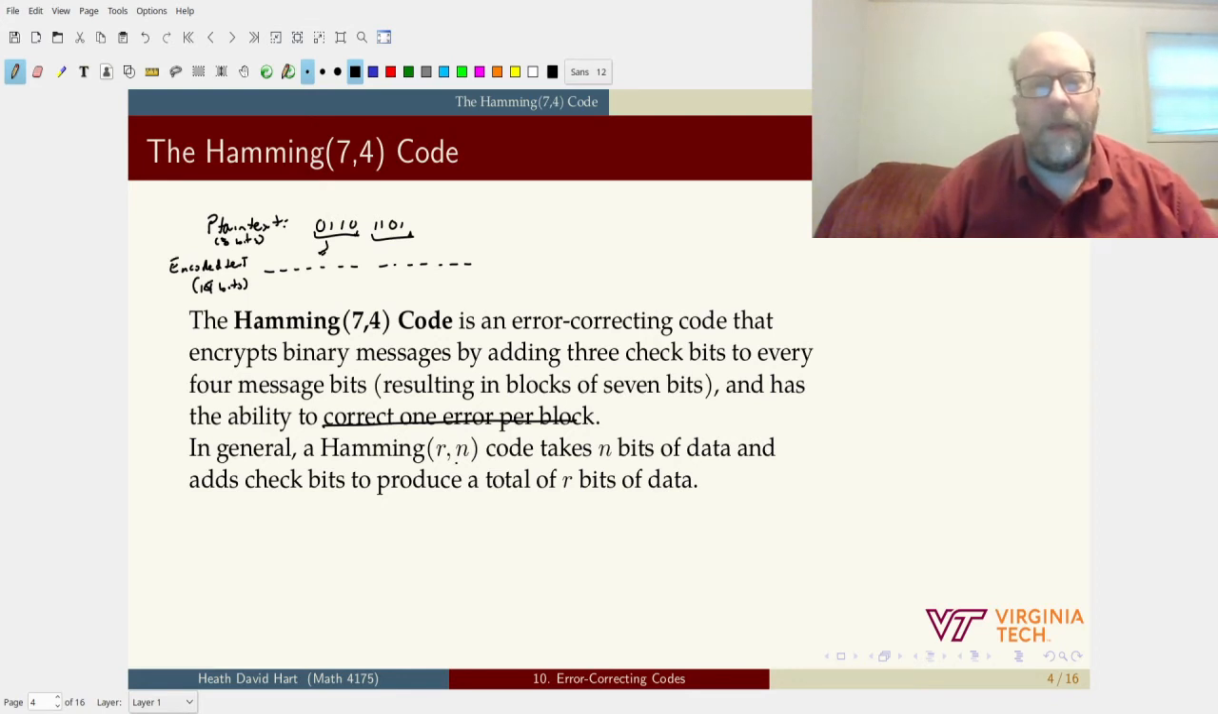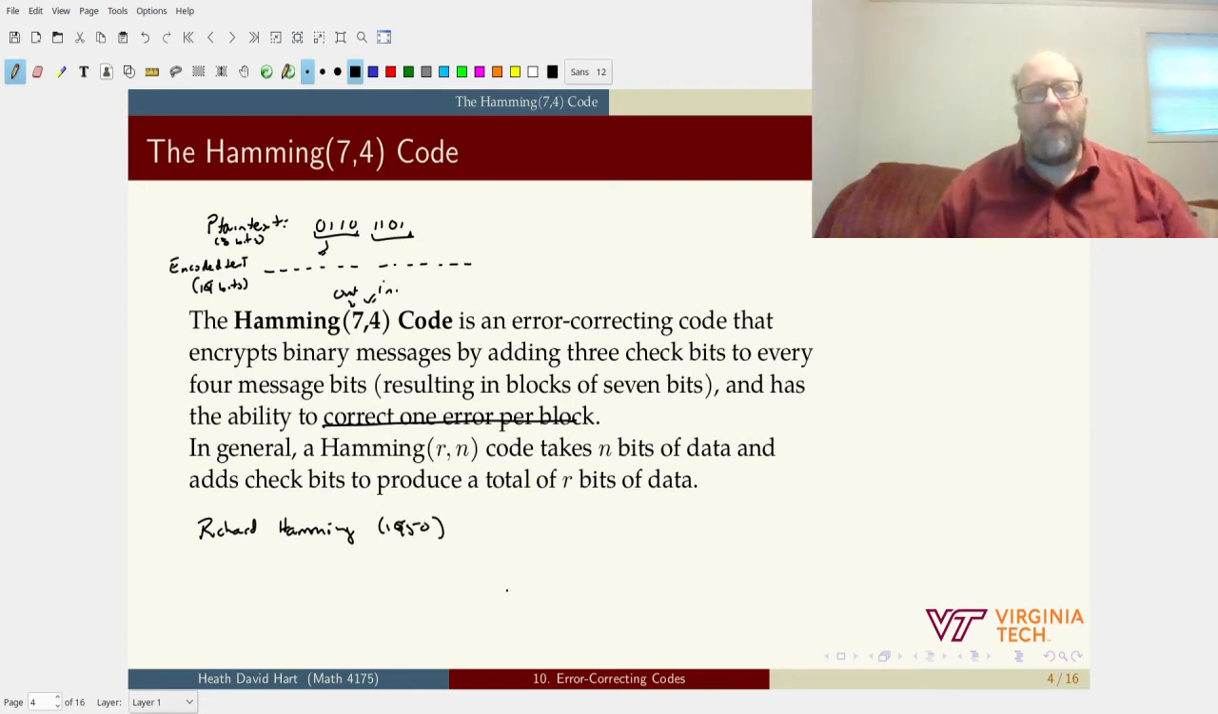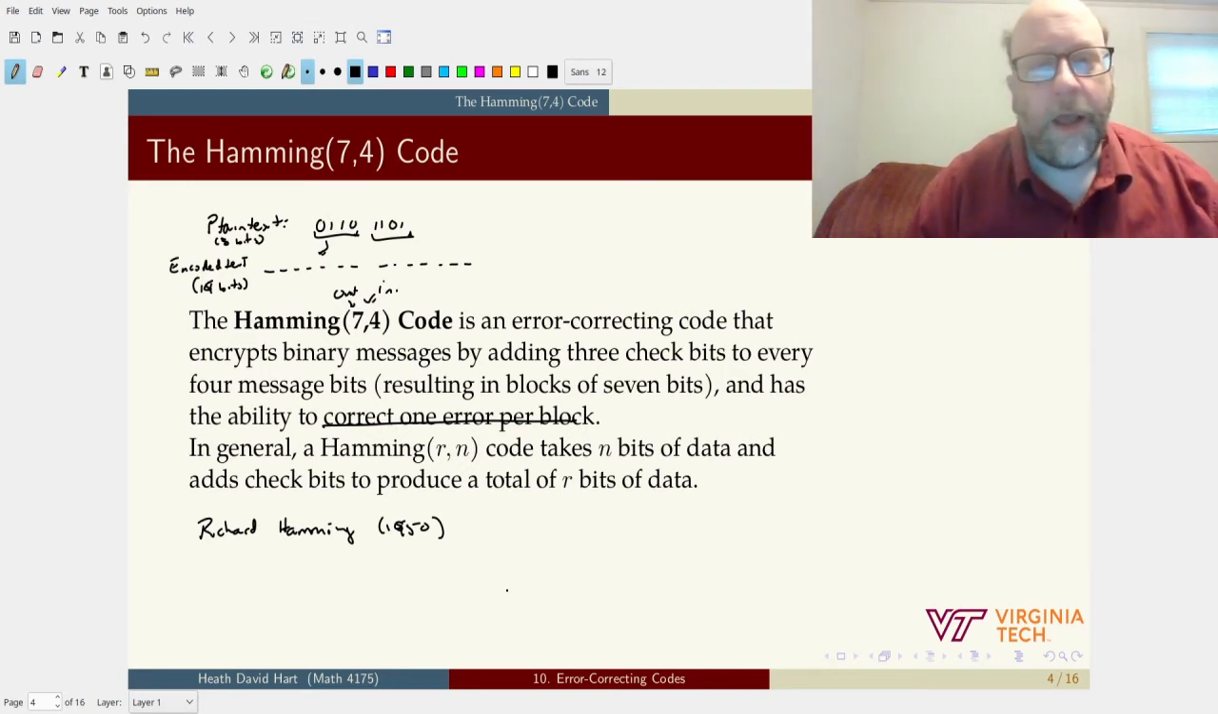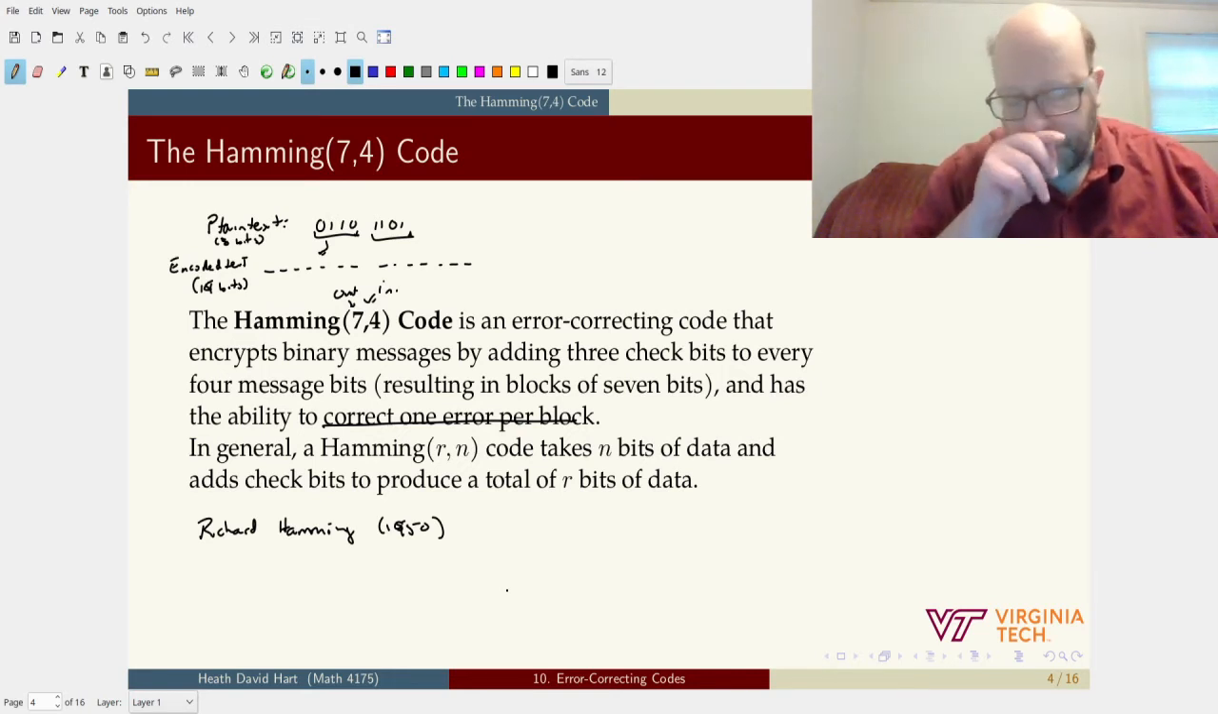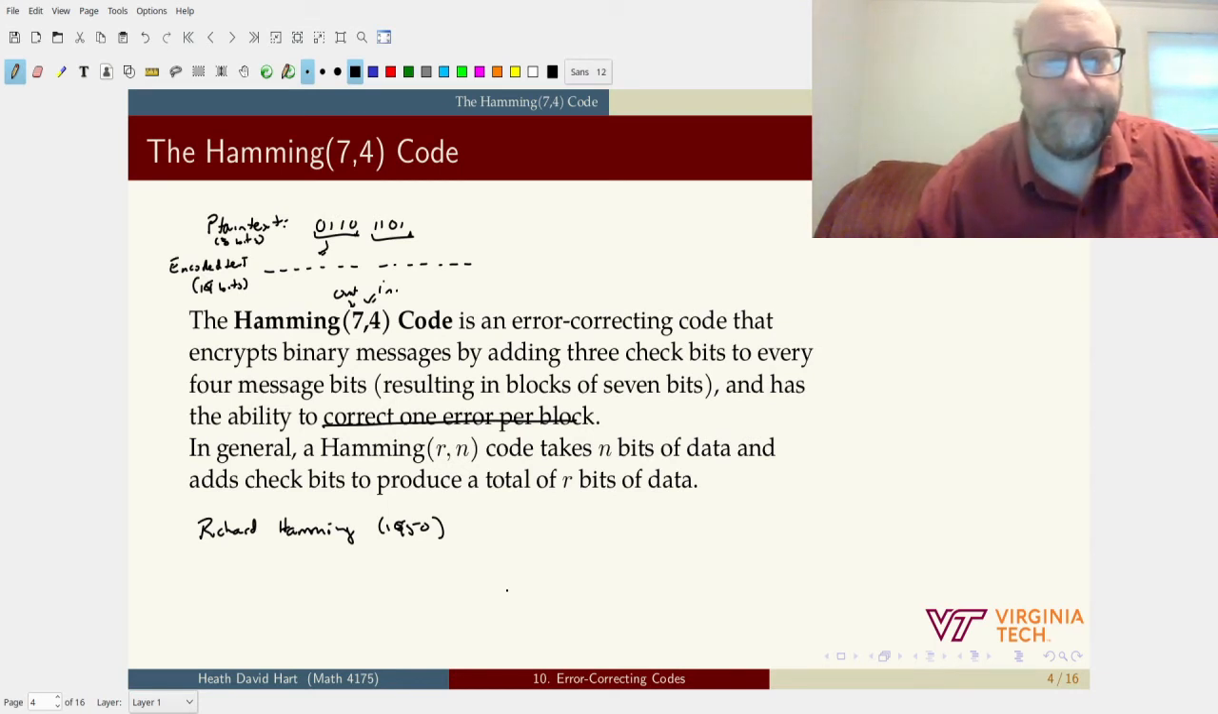In general, a Hamming code takes whatever n bits of data and then adds check bits to produce r bits of data coming out. So this is the size of the output, this is the size of the input. Richard Hamming published the specifications for these in 1950. Richard Hamming worked in Bell Lab about the same time that Claude Shannon did. And so a lot of interesting research was coming out of those labs at that time.